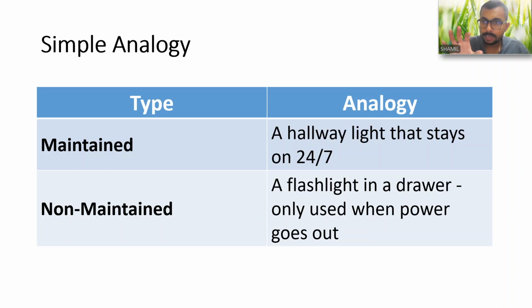Non-maintained emergency light is like a torch which you keep in the drawer. You take it out only when the power supply goes off. So that is the difference between the maintained and the non-maintained emergency light. It is a simple analogy. Maintained light is like a normal hallway light that stays on for 24/7, whereas non-maintained is like a torch which you keep inside a drawer. You take it out only when the power supply goes out.